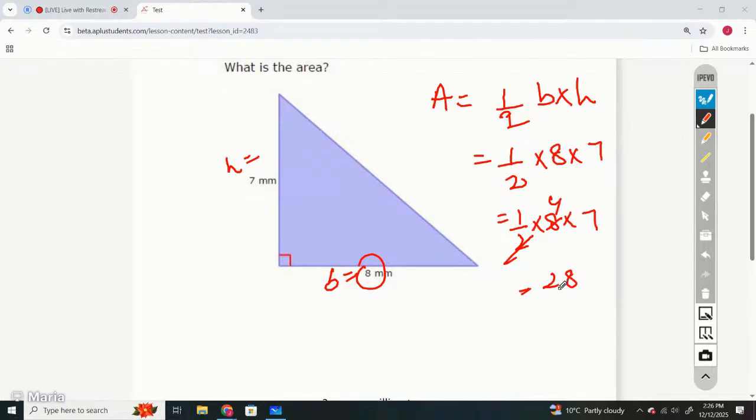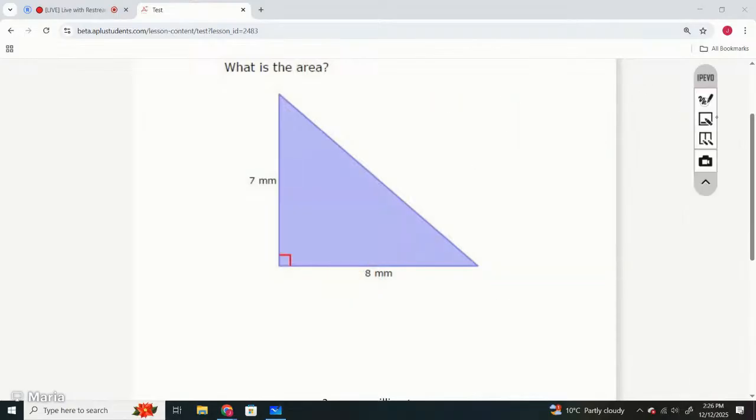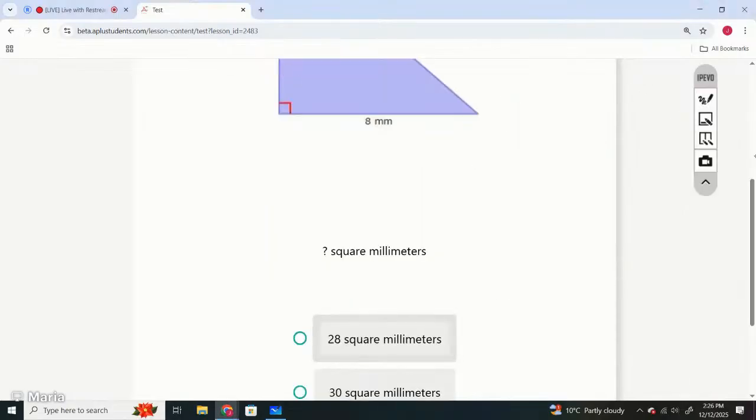7 times 4 is 28. So area of the triangle is 28 millimeters square. Option number 1 is the correct option.